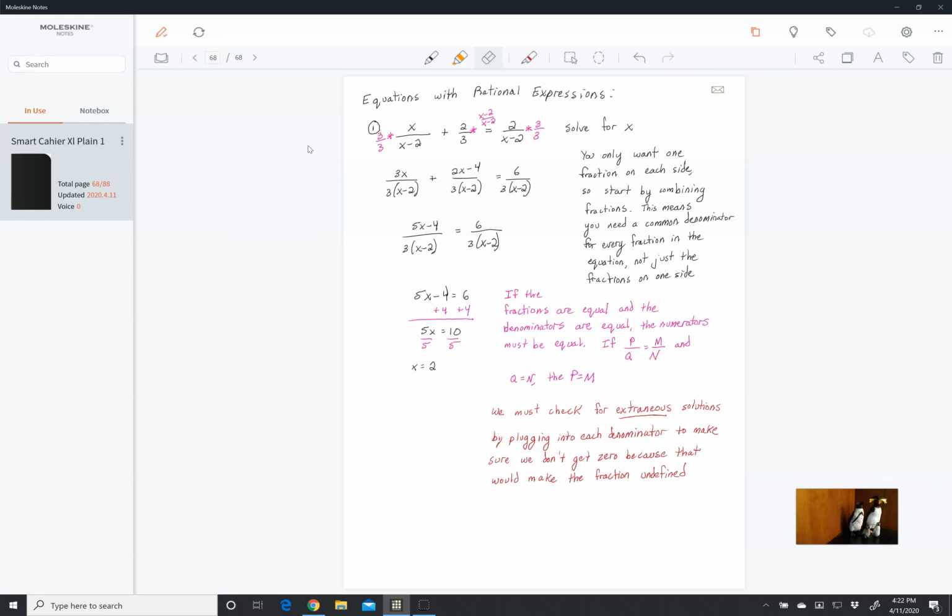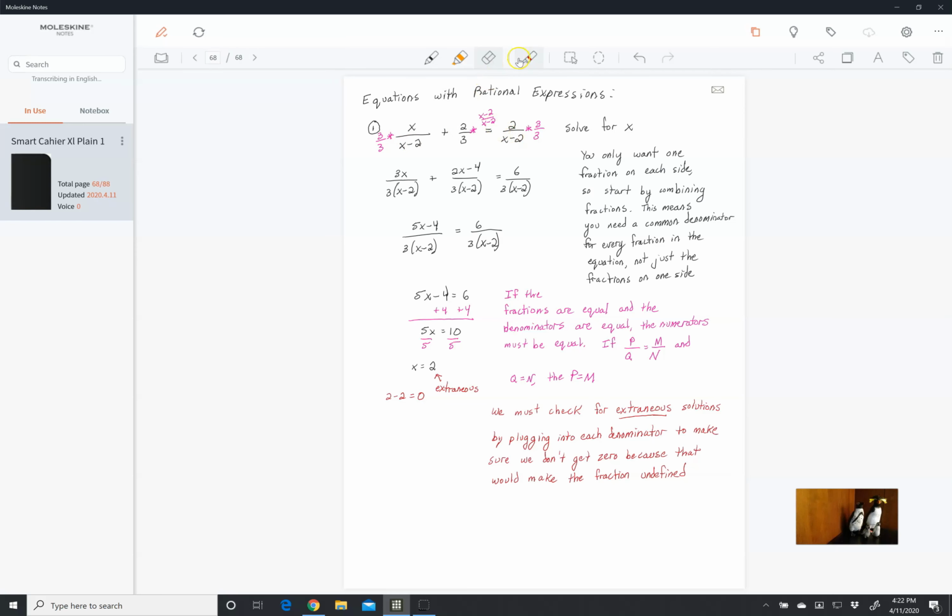There's actually only one, okay? There's the x minus 2, 2 minus 2 is equal to 0, okay? So this is extraneous. It won't work. It's a solution to 5x minus 4 equals 6. It is not a solution to this equation because this would be an undefined fraction and you can't add 2/3 to something that's undefined. And you can't say that something is equal to something that's undefined.